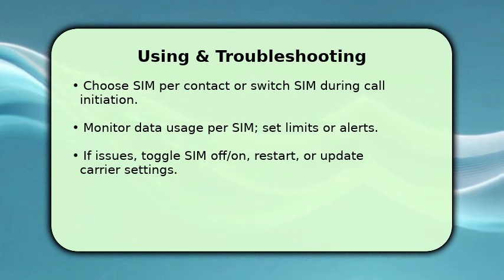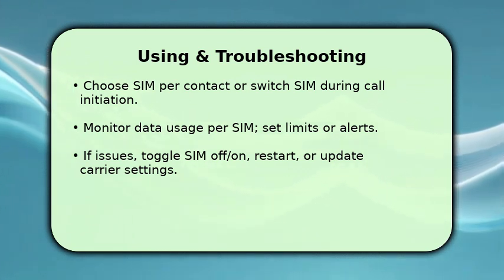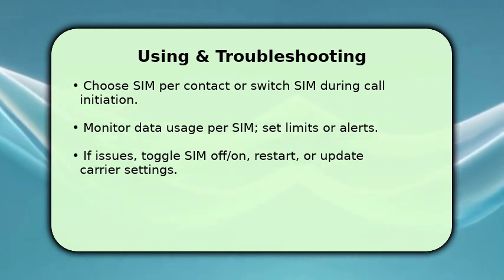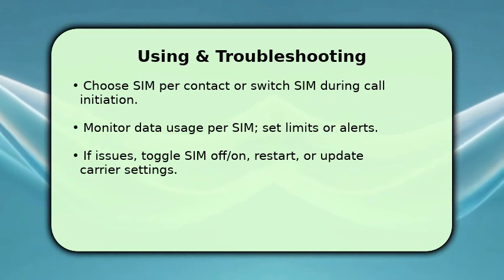If something breaks, no signal or data, toggle the affected SIM off and on, restart the phone, and install carrier updates. Those 3 moves resolve most dual SIM hiccups.